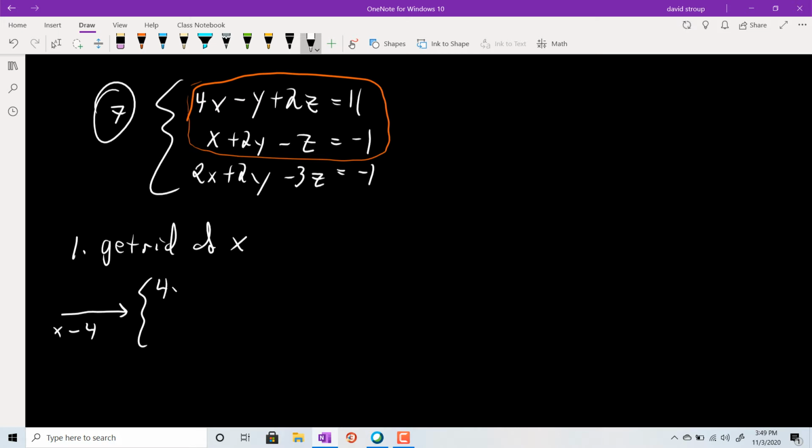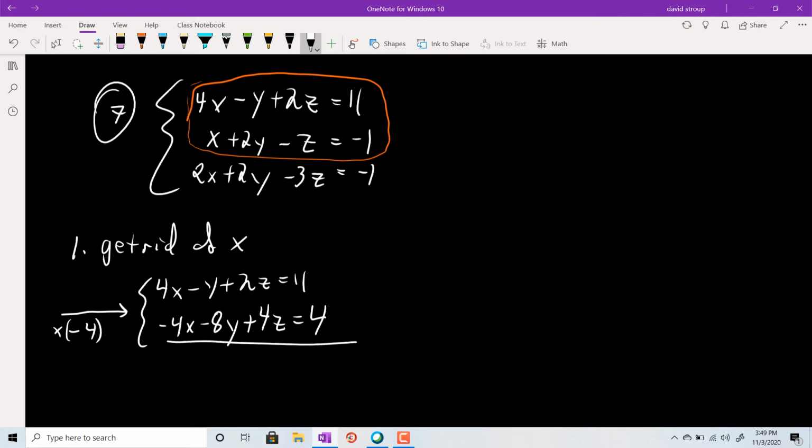And what do you get? Well, you get 4x minus y plus 2z equals 11. And then I have -4, let's make that look a little nicer: -4x minus 8y plus 4z equals 4. Okay, and then I add these up column-wise, negative 9y plus 6z equals 15.